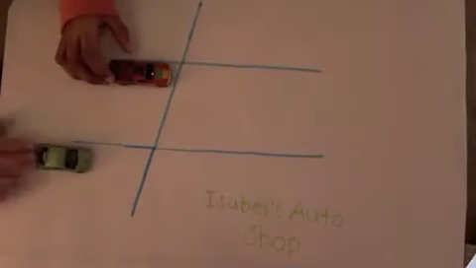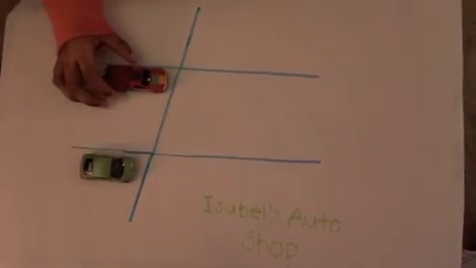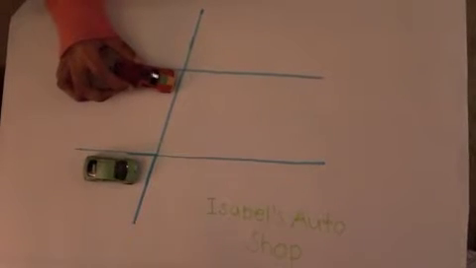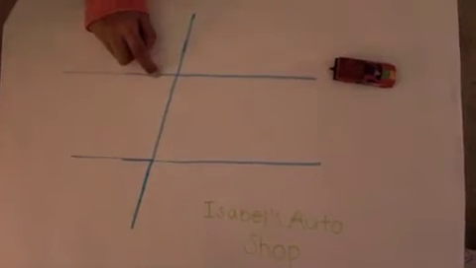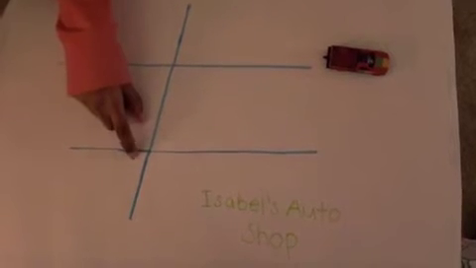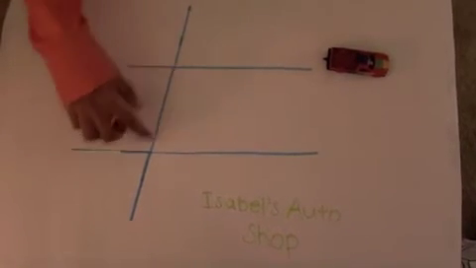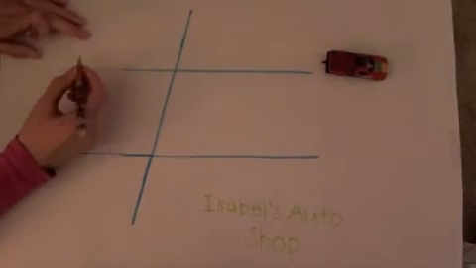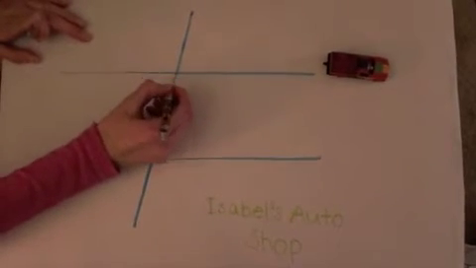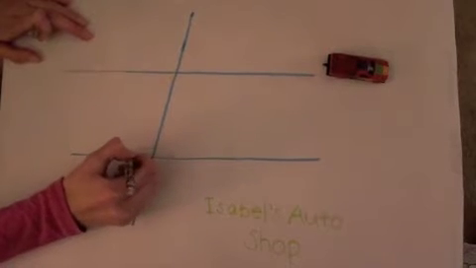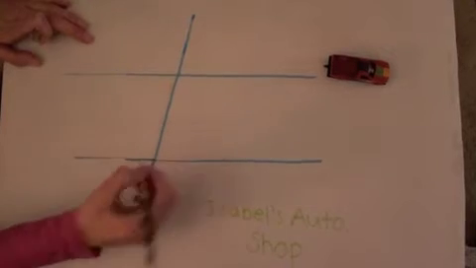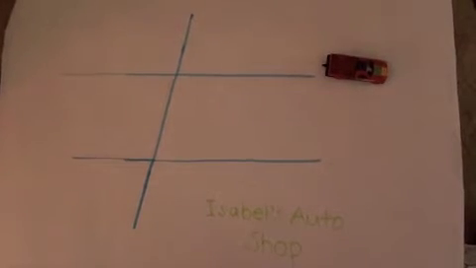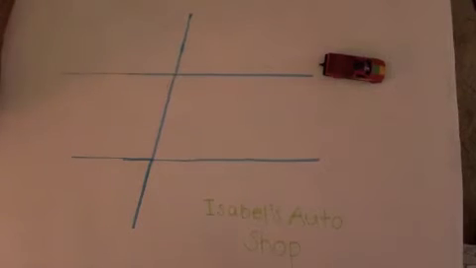Welcome to Isabel's Auto Shop. Here, we came to investigate a parking problem. Car A thinks that car B is getting more parking space than he is. See, looking at this diagram, we can tell that car A is here and car B is here. And if we look at the big picture, we can tell that these are corresponding angles. We know that corresponding angles make an F, and we also know that corresponding angles are congruent.